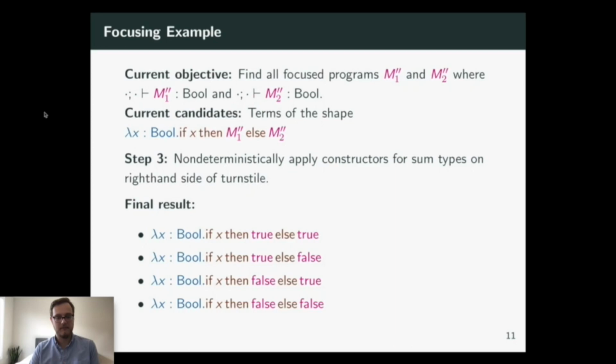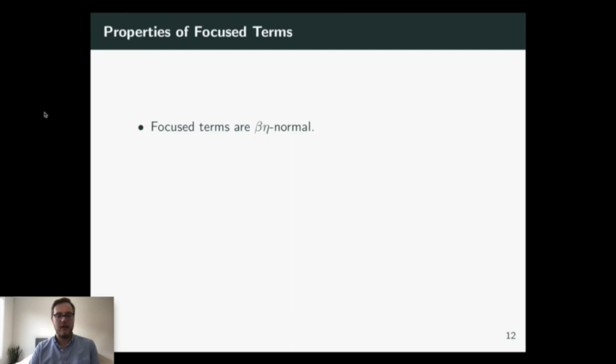So some properties of focused terms to keep in mind are that focused terms are always beta eta normal. There's no way to beta reduce them, and they can't be eta expanded without introducing a redex. And we characterize them in our paper as a restricted type system. Basically, the usual type rules that you're used to, but restricted to be applied in a certain order. And this gives you strong inversion principles to do programmatic reasoning.